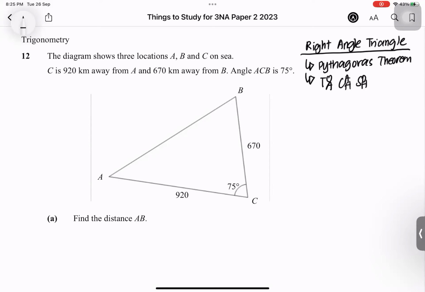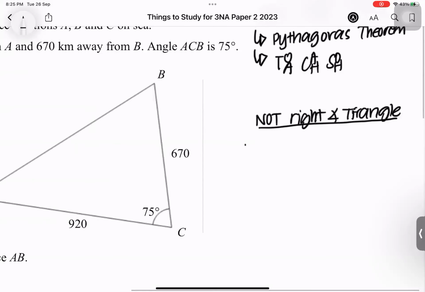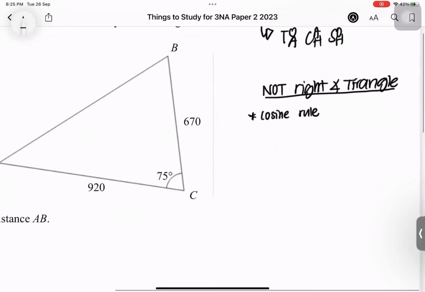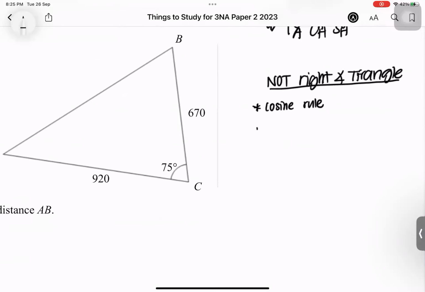Okay, this one is not a right angle triangle. When it's not a right angle triangle, there are many formulas you need to use. Number 1, not a right angle triangle, always check cosine rule. Nash never learned sine rule. Cosine rule: C square equals to A square plus B square minus 2AB cosine C.